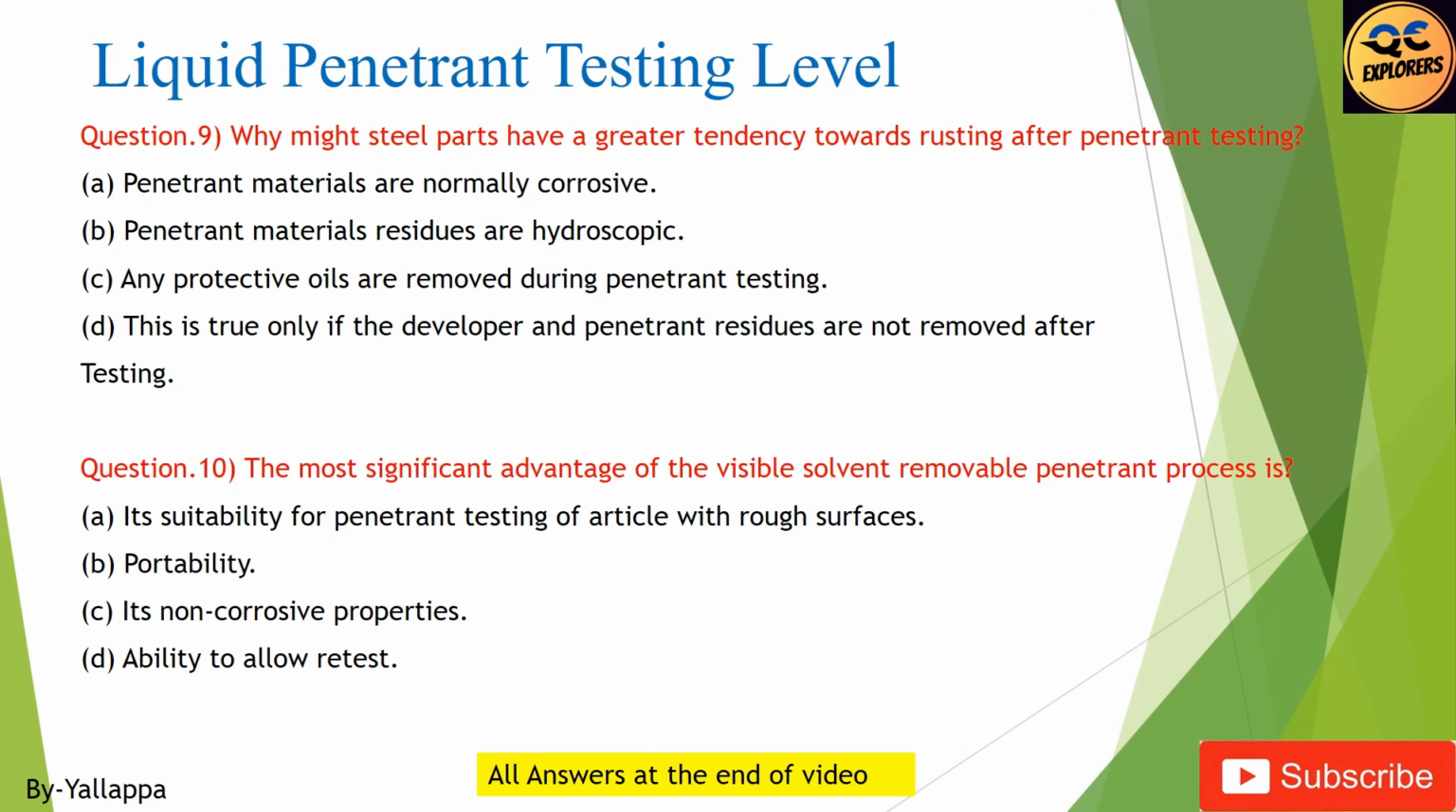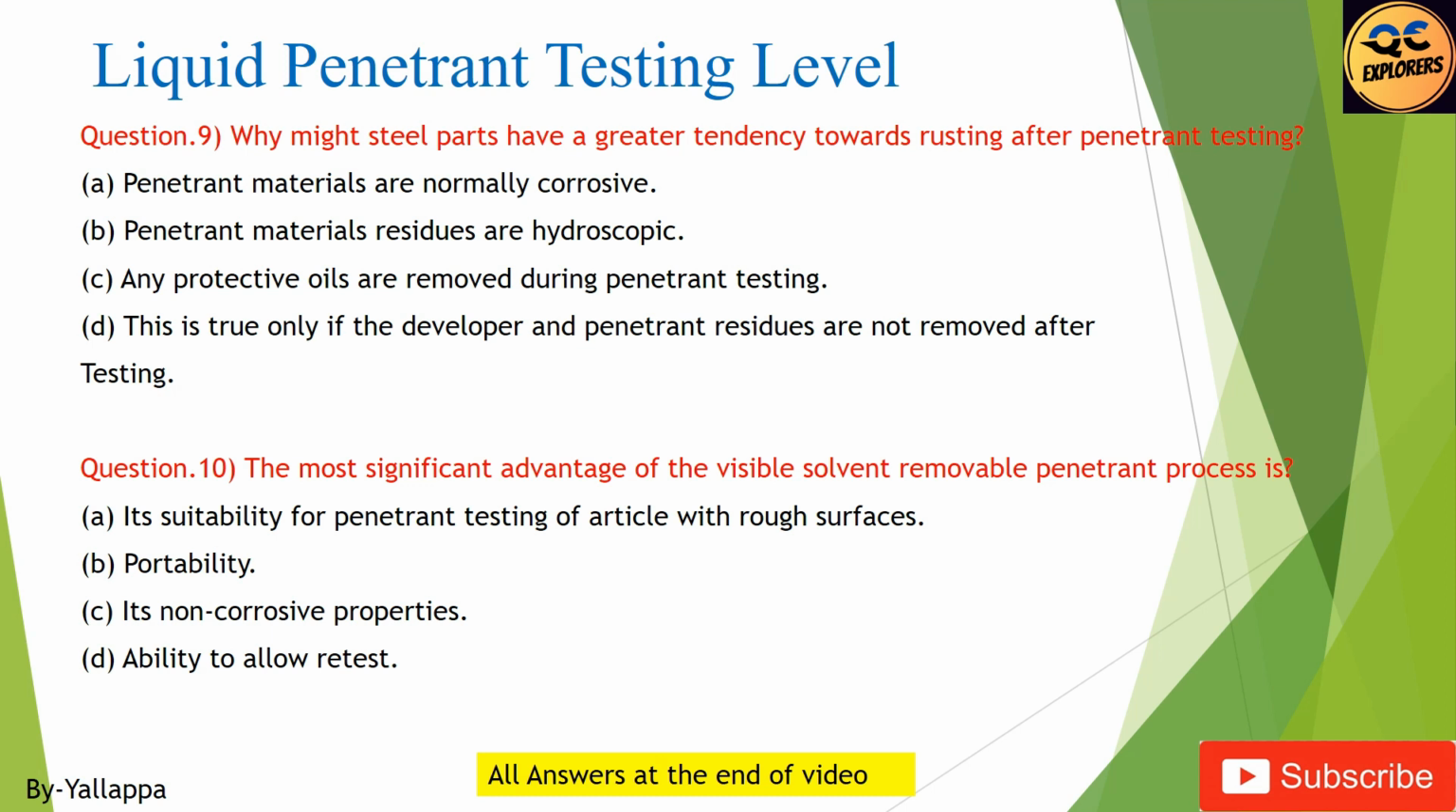Question point 9. Why might steel parts have a greater tendency towards rusting after penetrant testing? Penetrant materials are normally corrosive. Penetrant material residues are hygroscopic. Any protective oils are removed during penetrant testing. This is true only if the developer and penetrant residues are not removed after testing.